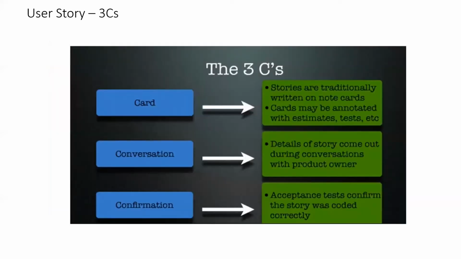There are three C's to write a user story. The first C is a card. The stories are traditionally written on a notepad and the cards are annotated with estimates and tests. The second C is a conversation. The details of the story come out during conversation with the product owner so that it has all the details of the expectations of the customers. The last C is a confirmation. That is the acceptance criteria, what confirms that the story was coded correctly.